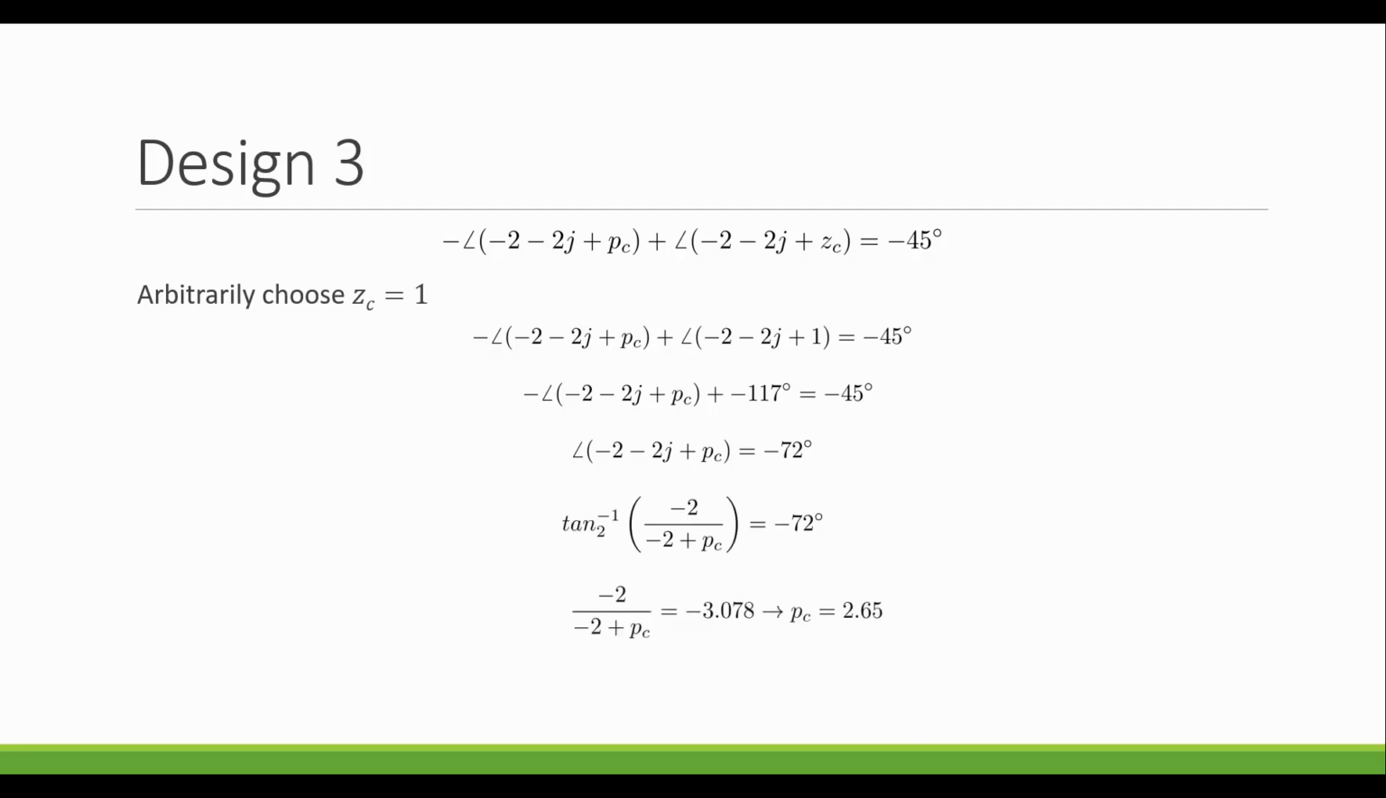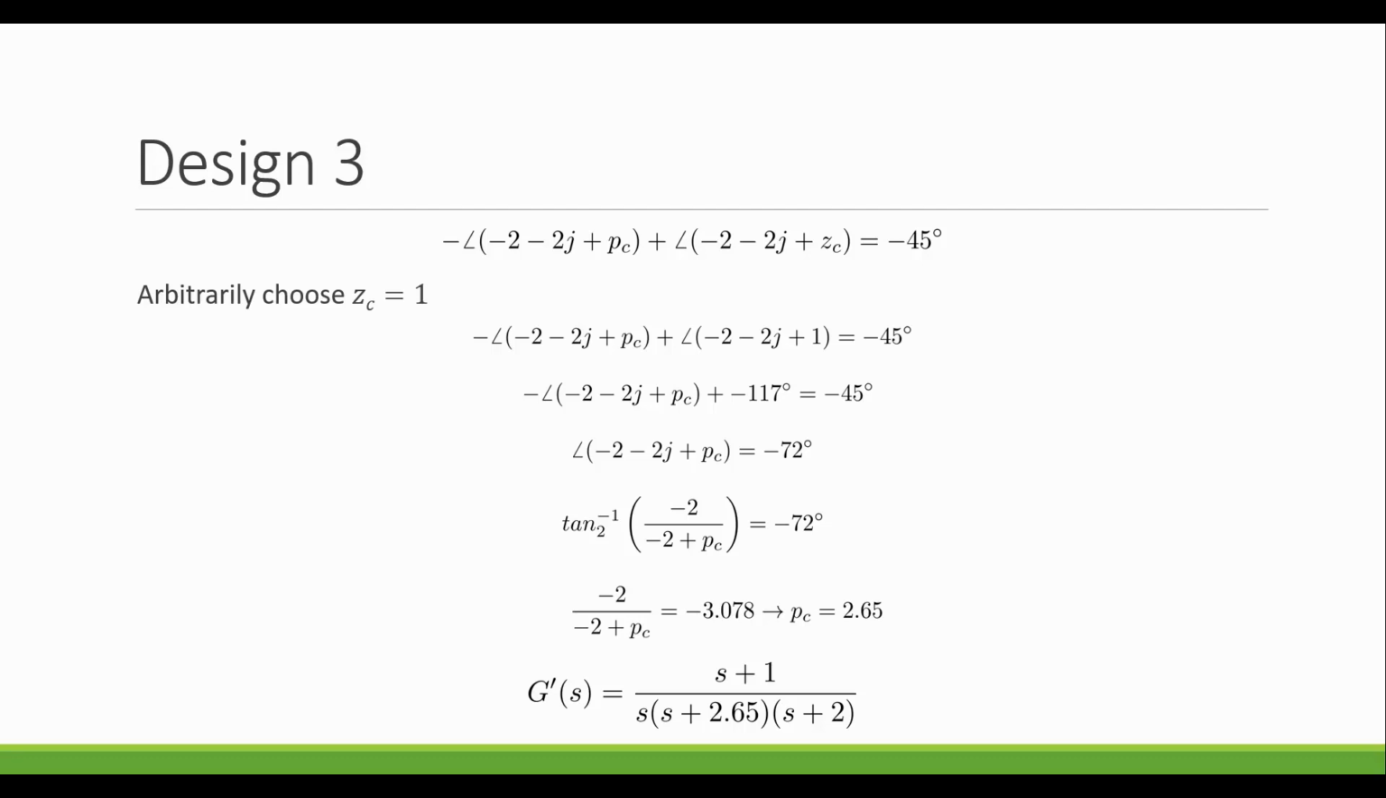We can take the tangent to both sides and solve it for PC. So the pole has to be 2.65 if we choose a 0 equal to 1. When we put this 0 of 1 and this pole of 2.65 into our root locus or our g prime transfer function, we'll get the s plus 1 on the top from the 0, and we'll get the s plus 2.65 on the bottom from the pole that we're adding due to the controller.